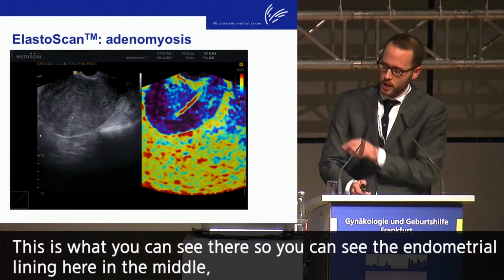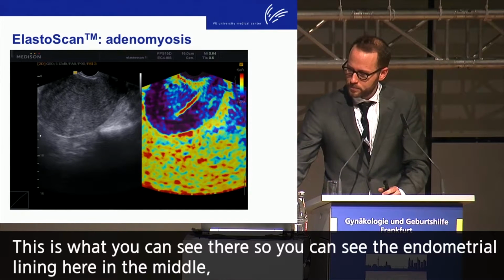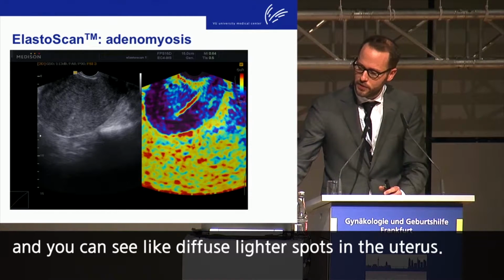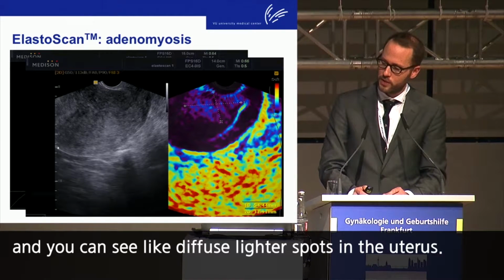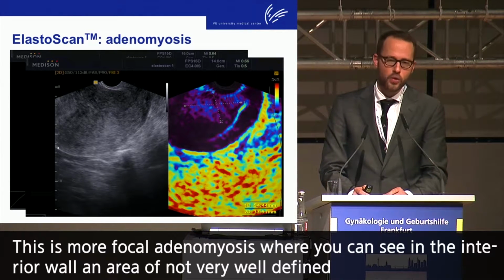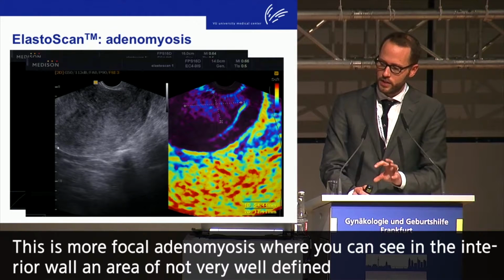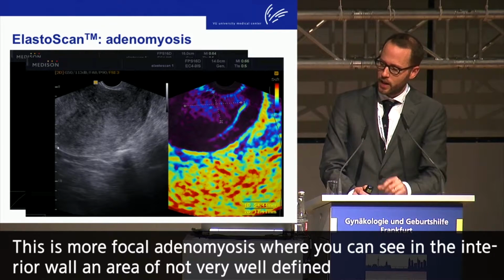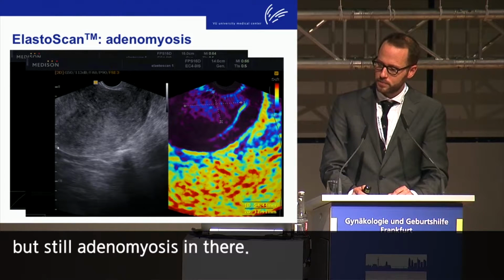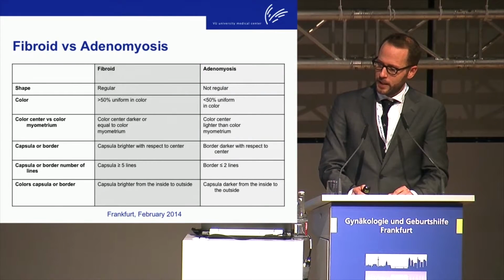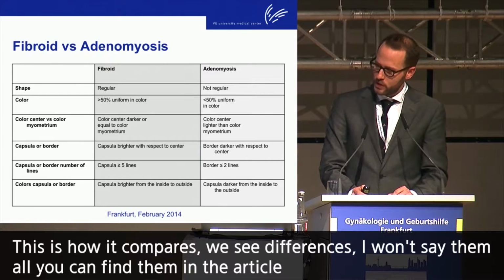So you see the endometrial lining here in the middle, and you can see diffuse lighter spots in the uterus. And this is more focal adenomyosis, where you can see in the anterior wall an area of not very well defined, but still adenomyosis in there. So this is how it compares.